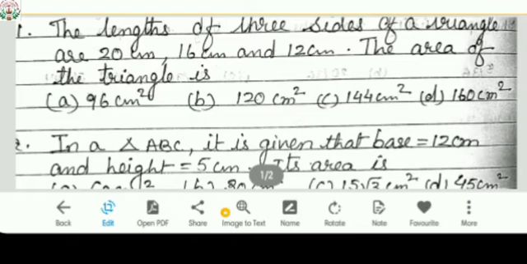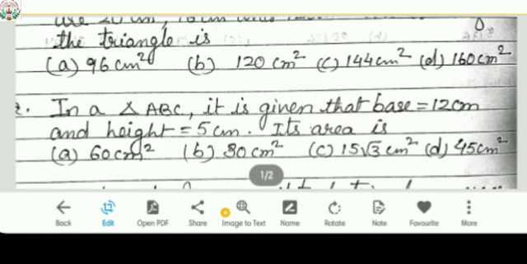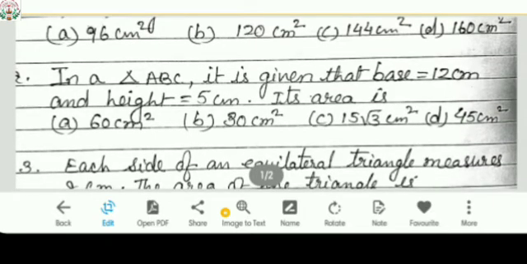After that, the second question is, in a triangle it is given that the base is 12 cm and the height equals 5 cm. Its area is. Now area of triangle, another one, when the altitude or the height is given, that is half into base into height. Okay, base is given as 12 cm and height is given as 5 cm. Then put the values and calculate which answer you are getting out of the four.